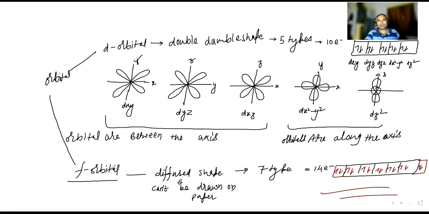Okay, so I am erasing this one. That F orbital also you need to write. Done? Okay, good. Now, where we are going is electronic configuration. I am teaching you electronic configuration.